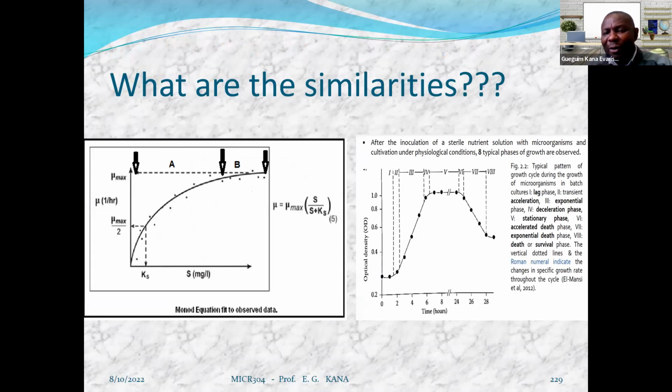Remember, what you have on your right gives you the different stages of growth. In your y-axis, you have the optical density that corresponds to the biomass concentration. In your x-axis, you have the time. Whereas what you have at your left, in your x-axis, you have substrate concentration, and in your y-axis, you have specific growth rate. In other words, these are two different graphs. That answers the first question.